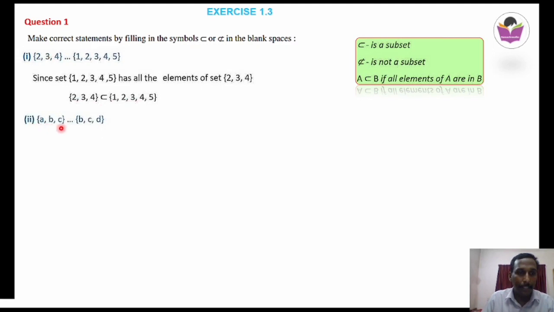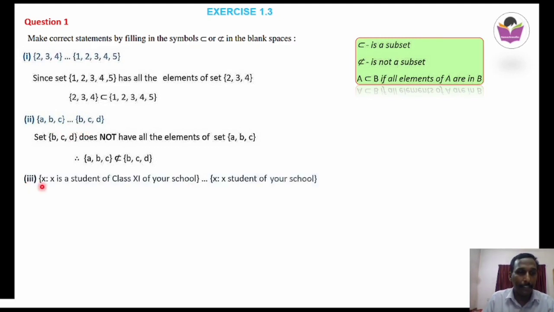Second one, A, B, C dash B, C, D. It is quite clear. When we compare the first set and second set, B and C are there but A is not there. So we have to write that set B, C, D does not have all the elements of set A, B, C. Therefore set A, B, C is not a subset of B, C, D. When you compare, A in the first set is not there in the second set. So the first one is not a subset of the second one.